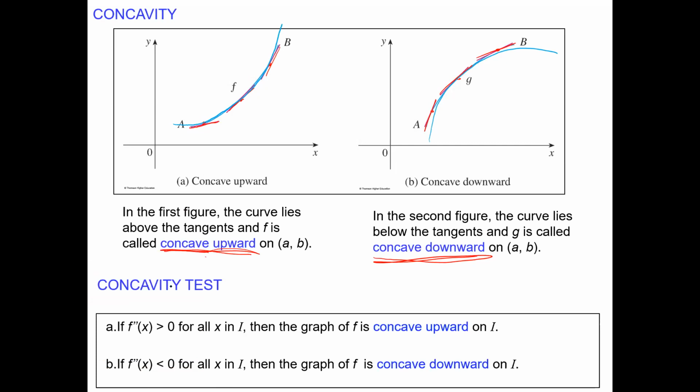Okay, and the concavity test, just what we did. If the second derivative is positive, the function is concave up. If the second derivative is negative, for all of the x's in the given interval, of course, then the graph of the function on that interval is concave down.